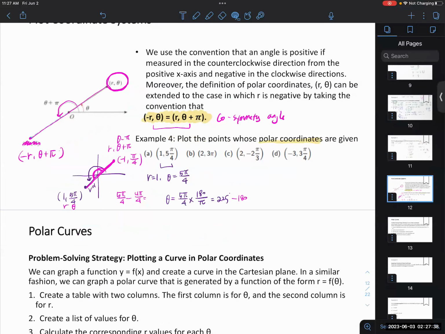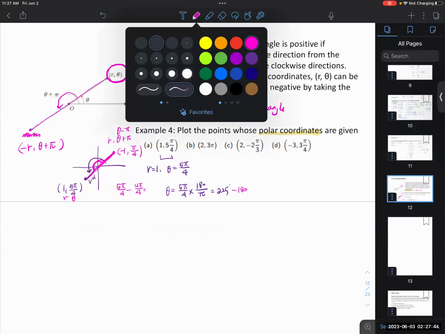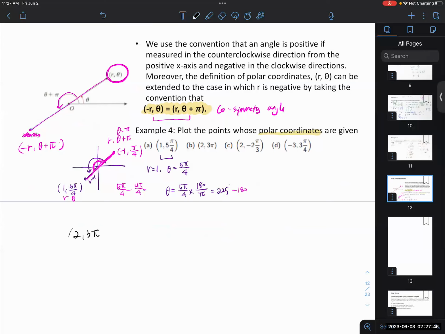Let me take a look at the next question. I need more space. So what do you think? (2, 3π). The radius is 2, theta is 3π. In the circle, the radius is 2, and 3π, if you convert it to degrees, you multiply 3π by 180 over π. It's a big angle, 180 times 3, 540 degrees.